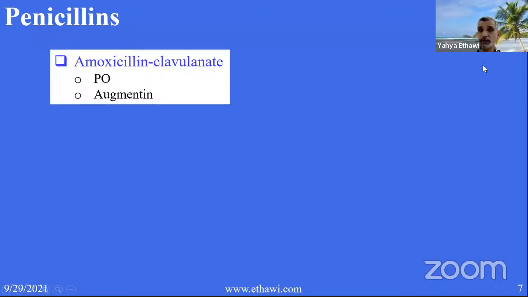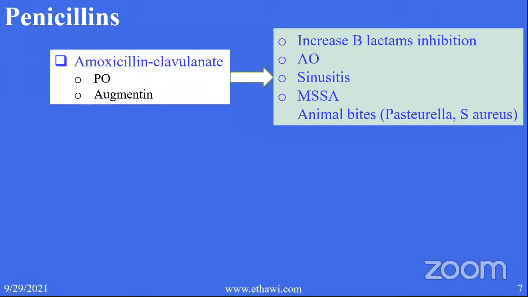So amoxicillin-clavulanate is adding clavulanate to the amoxicillin, and therefore it can be used orally. An example is Augmentin, and as I say, it inhibits the beta-lactamase, and it's a very good guessing therapy. It's very good against otitis media, sinusitis, and MRSA, and therefore it's a good starting initial therapy for animal bite.